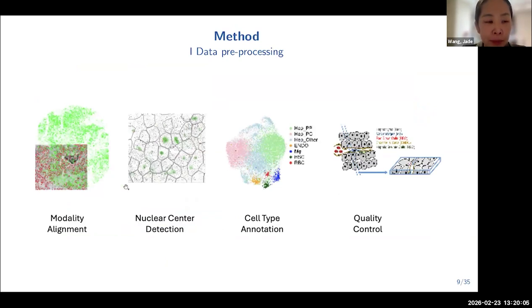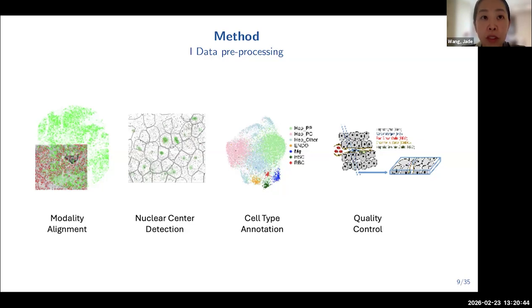The first stage of the data preprocessing is that we get the cell segmentation and align the H&E image with the gene expression so that we can transfer the cell segmentation boundary to the gene expression space. Then we detect the nuclear center, as we said, using the unspliced data, where in each cell we define the location with the maximum intensity of the unspliced data as our nuclear center. And we do cell type annotation because when we want to borrow information across cells, we definitely want a homogeneous cell group.